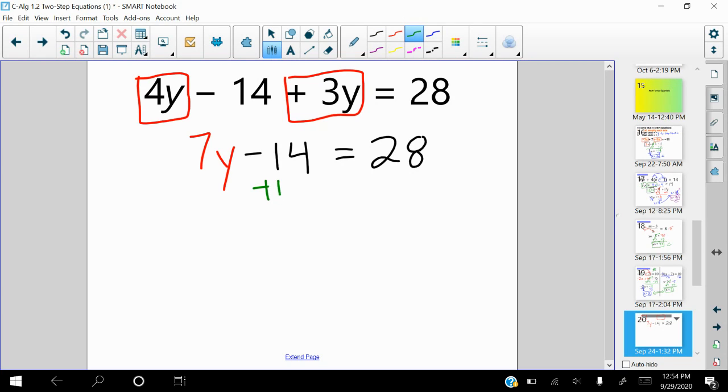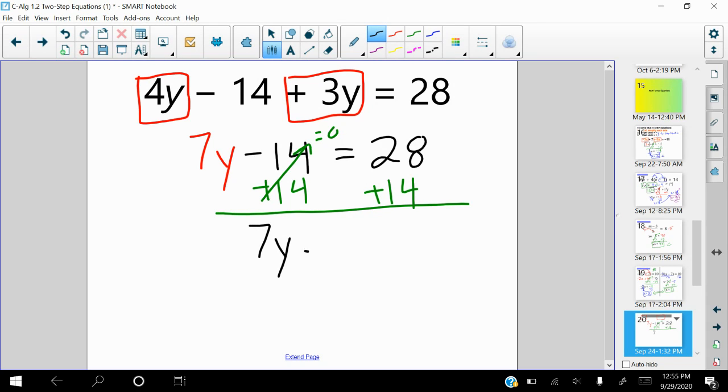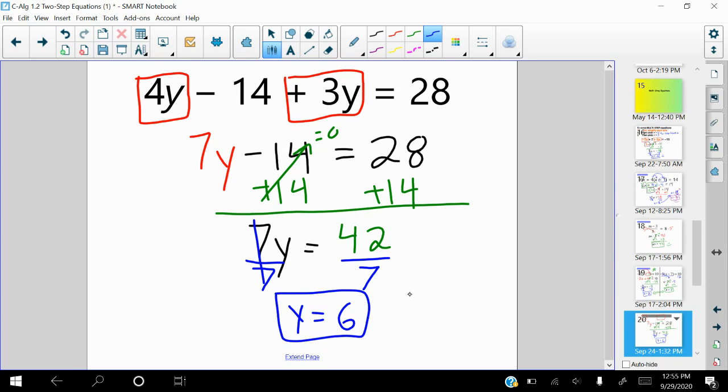I'm going to add 14 to both sides to cancel that out and get my term with the variable all by itself. What I do to one side, I do to the other. Now we're left with 7y is equal to the meaning of life, 42. Now we divide by 7 on both sides, and we get that y is equal to positive 6.